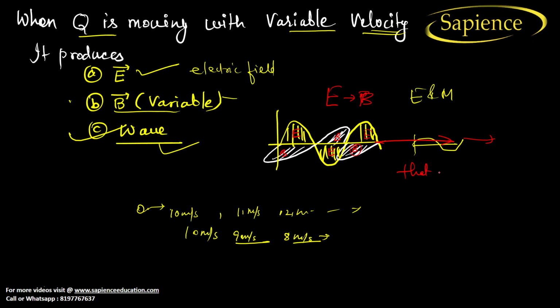That's why an electromagnetic wave does not require any medium, right? So the electric field as well as the magnetic field is there, and due to the variable velocity it produces a wave, and this wave does not require any medium to get transferred. I hope you have understood this.